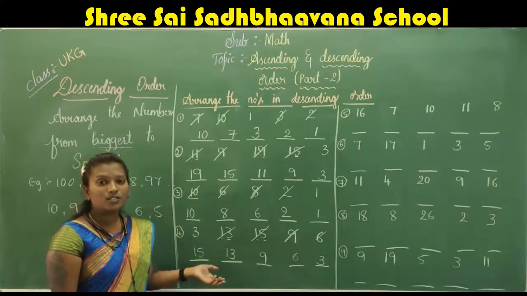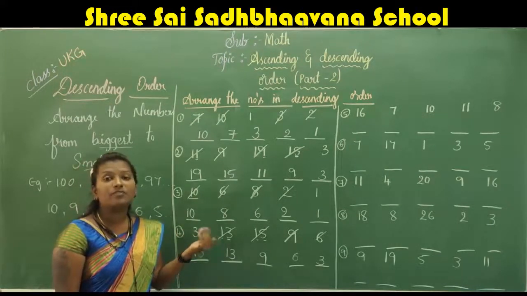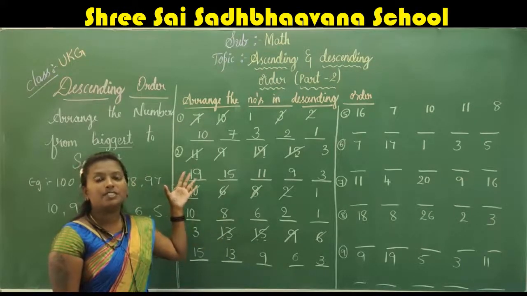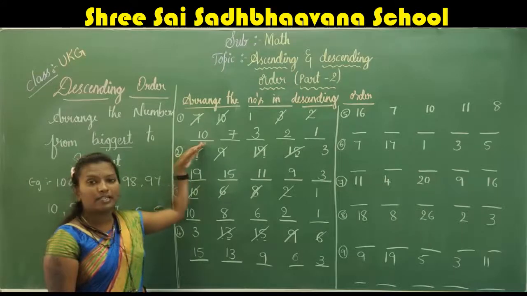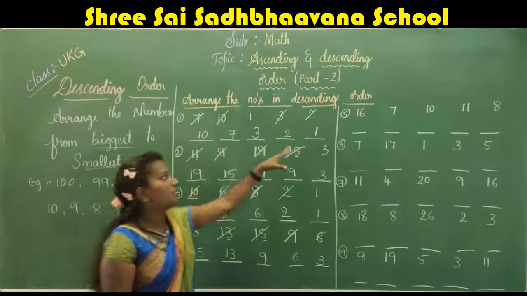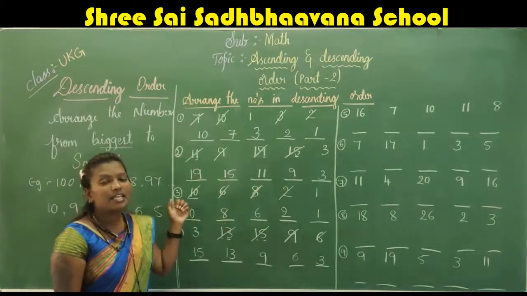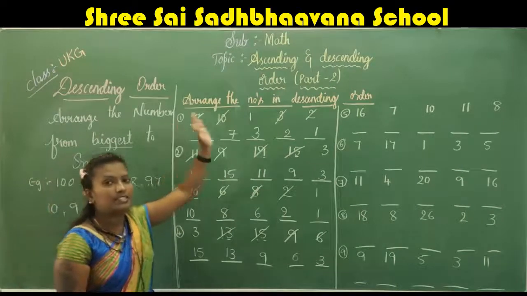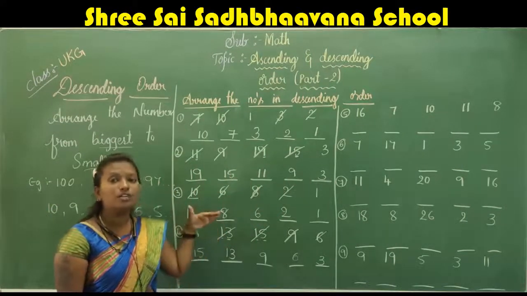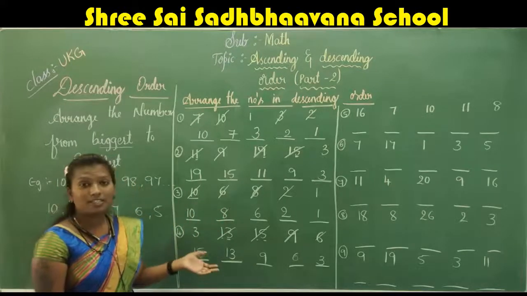Children, do you all understood what I am saying? Yes. Children, descending order is nothing but we have to arrange the numbers from biggest. Which is the biggest number, that one we have to write in the first. And which is the smallest number, that one we have to write at the last. Descending order means arrange the numbers from big to small. Like that we have to arrange the numbers. Children, I hope you all understood this one.